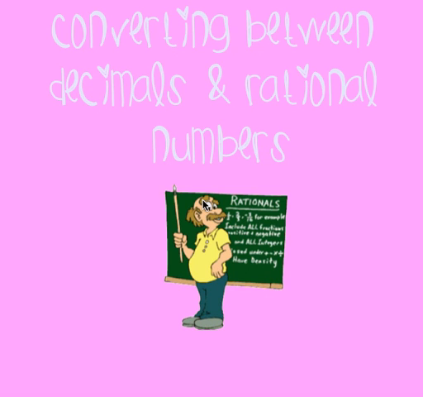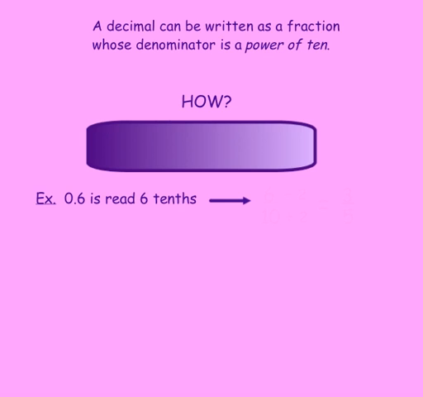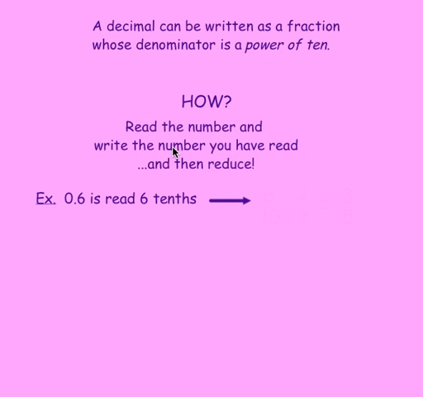Between decimals and rational numbers. A decimal can be written as a fraction whose denominator is a power of 10. How? Read the number and write the number you have read and then reduce. For example, 0.6 is read as 6/10. So let's write that exactly how it sounds, which is a fraction, 6/10.